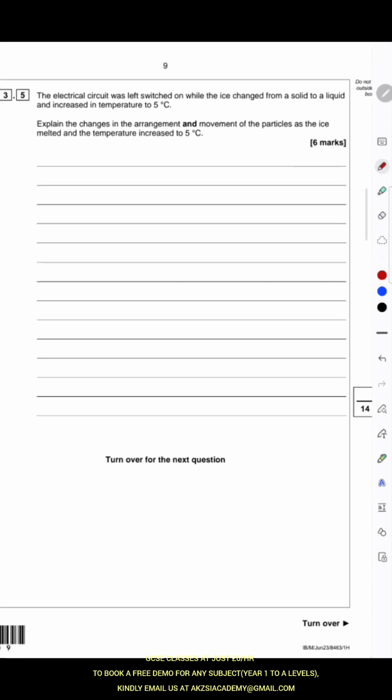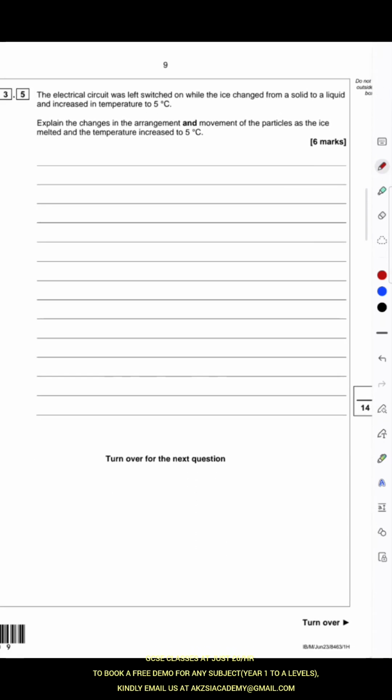Now 3.5. The electrical circuit was left switched on while the ice changed from a solid to a liquid and increased in temperature to 5 degrees Celsius. Explain the changes in energy and the movement of particles as the ice melted and the temperature increased to 5 degrees Celsius. See, the first thing is, if we talk about it, what's happening?